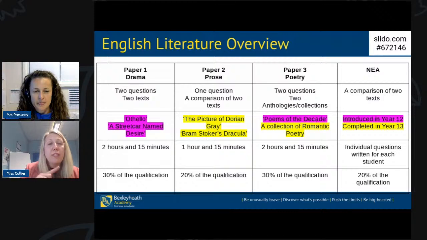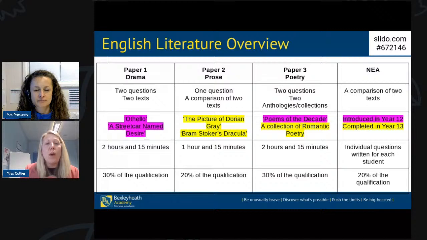So as you can see on the screen, the different colours, the purple are the units that you study in year 12, and the yellow are the units that you study across year 13. So it's quite evenly broken up. And then in year 12 and 13, we study paper 3, which is our poetry unit.